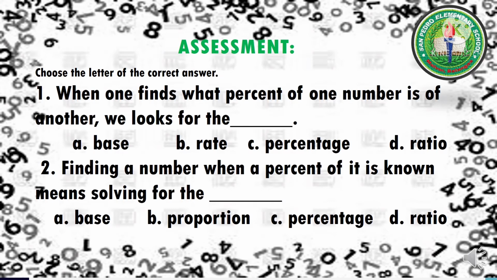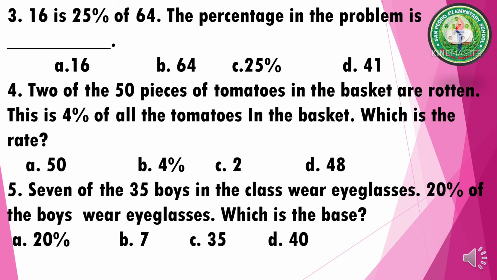You're done answering number 1 and number 2. Let's proceed to number 3. So 16 is 25% of 64. The percentage in the given problem is blank. A, 16, B, 64, C, 25%, or D, 41.